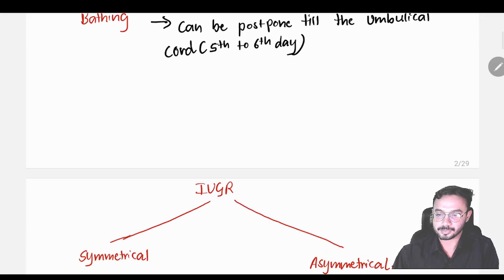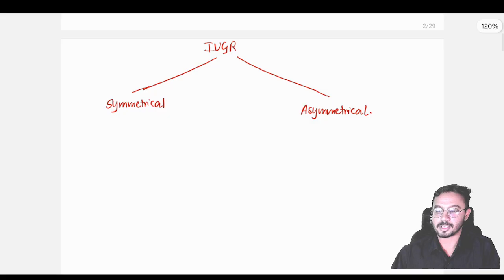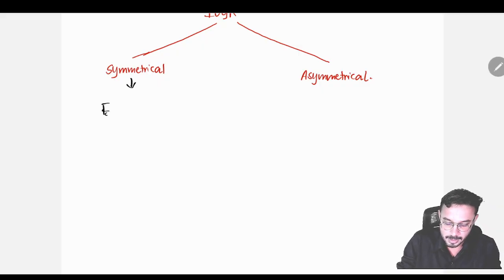And now, IUGR babies. Intrauterine growth restriction, not retardation, it's restriction. IUGR, intrauterine growth restriction, okay, not retardation. So this IUGR is basically divided into two types: symmetrical IUGR and asymmetrical IUGR. So what do you mean by symmetrical IUGR? When does it occur? It occurs in early pregnancy.